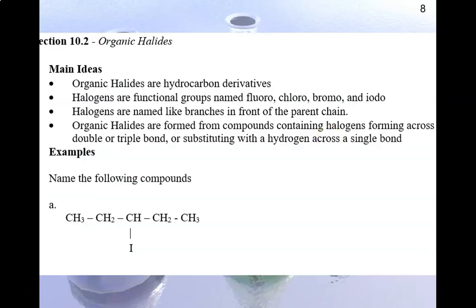So, organic halides are hydrocarbon derivatives. Their functional groups are named fluoro, chloro, bromo, and iodo. They're named as branches in front of the parent chains. They form compounds containing a double or triple bond as well. We're substituting a halogen for hydrogen across a single bond.